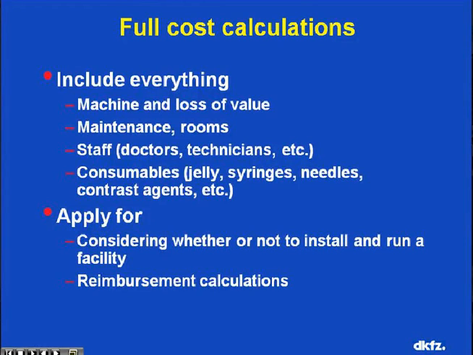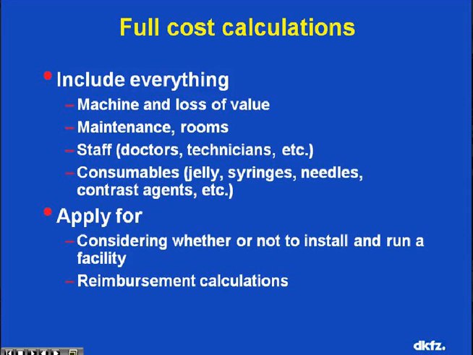Now, there are different ways of calculating costs. Commonly done are full cost calculations, and this is what usually is done in hospitals. They include simply everything. Buying the machine, loss of value of the machine, knowing that you have to buy a new machine in some years, maintenance, rooms, staff, the doctors which are allocated, consumables.